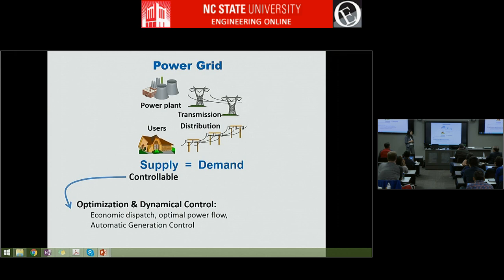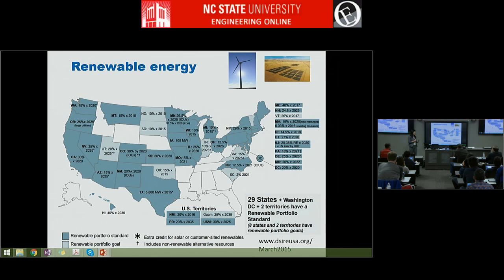For the control part, people use optimization tools, control tools, and market tools to make sure supply equals demand all the time. That's the current scheme. It's a vertical structure. What's the problem? To improve sustainability, we try to install more and more renewable energy in the system. This map shows how much renewable energy has been installed in the United States. Different states have different goals, and some states are very aggressive. For example, Hawaii has 40% and California 33%.